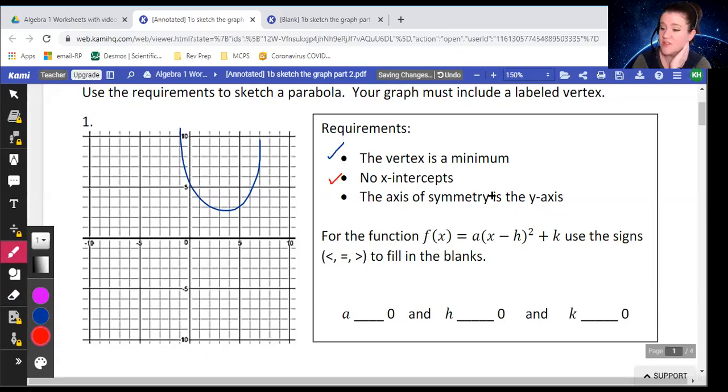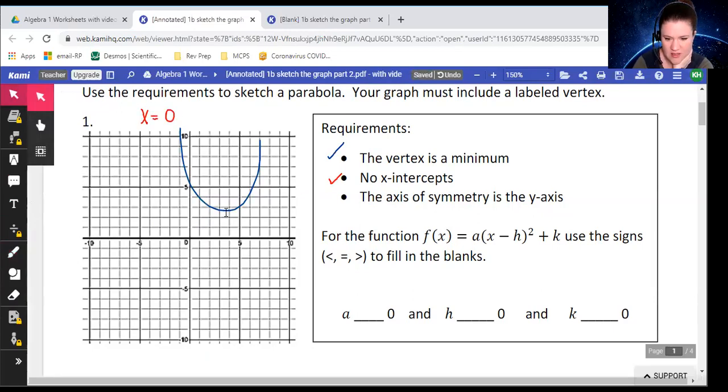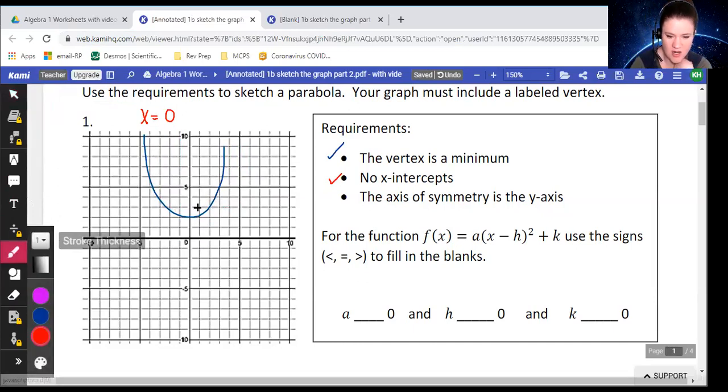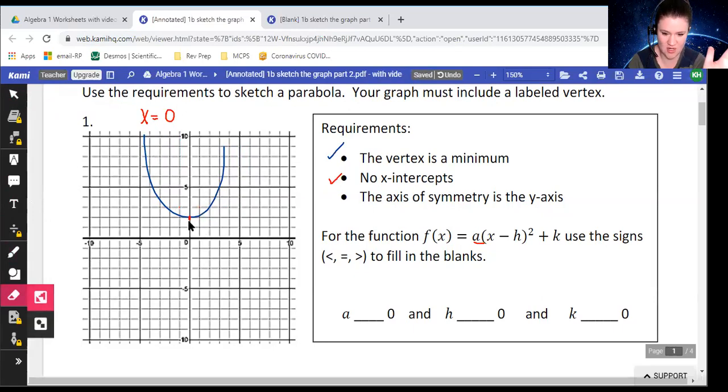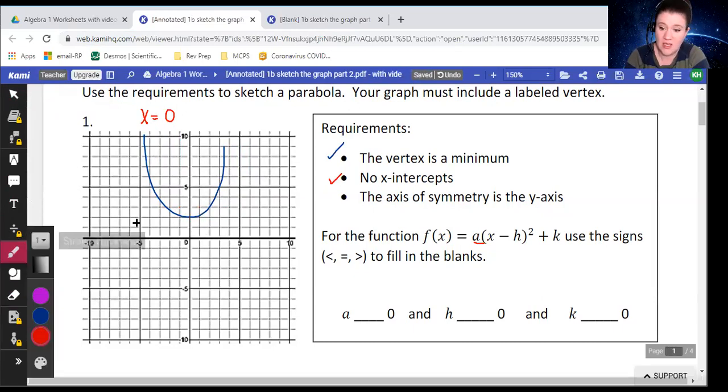Then the axis of symmetry is the y-axis. So the y-axis, if you remember, is when x equals 0, right? So what that means is my intercept, which is not very pretty, but that's fine, can be right there. We're gonna pretend that it's right. I guess I could draw it a little neater if I wanted to have my point here, and then I know it goes up 1 on both sides. Oh, well, a doesn't have to equal 1. I was just roughly sketching it, and that's fine. So there we go. It has the axis of symmetry on the y-axis. It has no x-intercepts, and the vertex is a minimum.